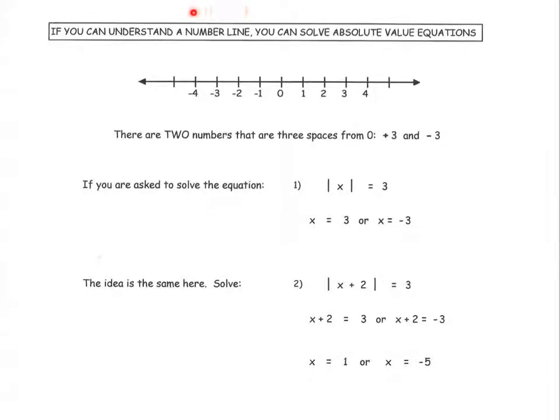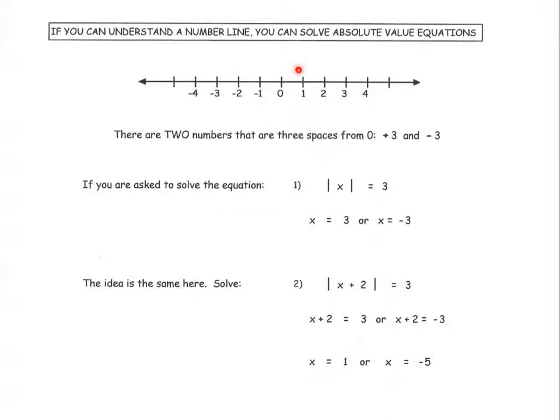If you can understand a number line, then you can solve an absolute value equation. Here's a number line with the coordinates marked off. An absolute value equation is asking you about distance from 0. And there are two numbers that, for example, are 3 spaces from the number 0.